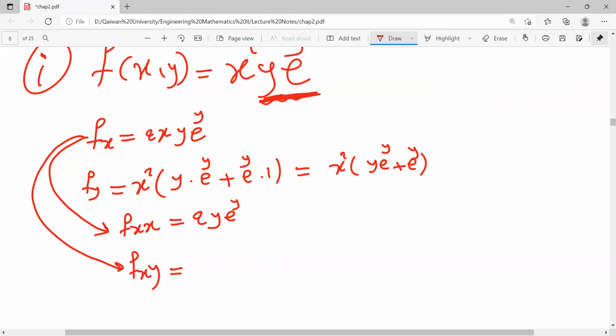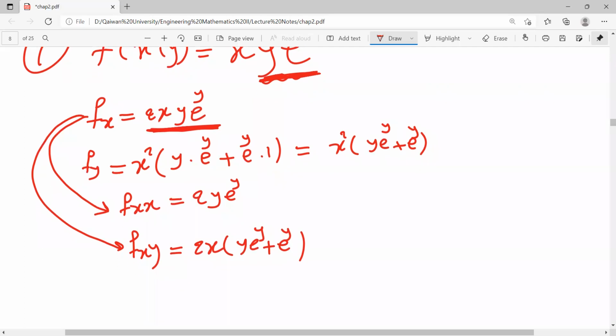F sub xy. Then we take the partial derivative of f sub x with respect to y. We take the derivative of the function 2x times y e to the power y with respect to y. 2x is a constant because we take the derivative with respect to y. It's 2x. And here you have y times e to the power y. The derivative of y times e to the power y is y e^y plus e^y. We found this before. So this is f sub xy.